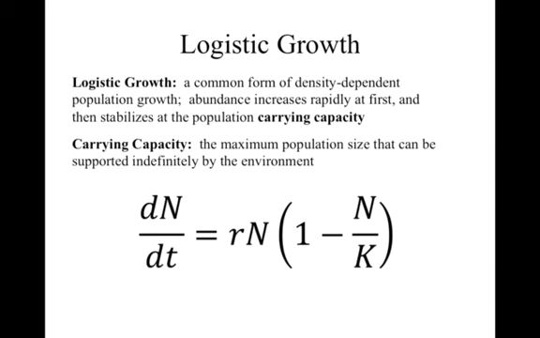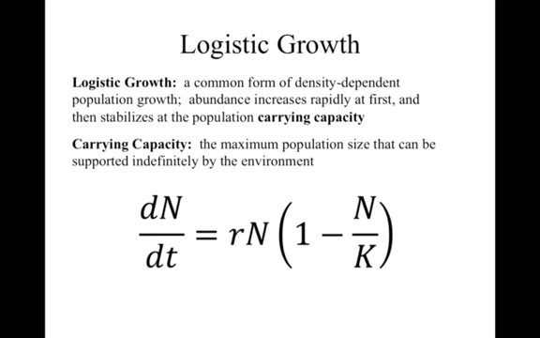And with the logistic growth, the abundance increases rapidly at first, but then as the population gets too big, resources become limiting and the population reaches what we call a carrying capacity, the sort of maximum size of the population that that environment can sustain.